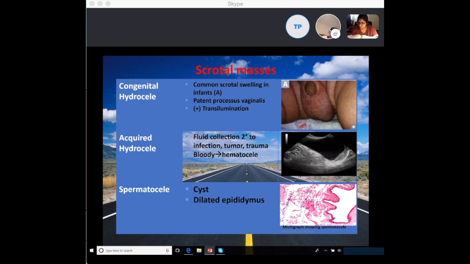So we have spermatocele, which is a dilated duct of the epididymis, again from physical trauma to the epididymis. The difference between the fluid from the spermatocele and the fluid from the hydrocele is that this one has spermatozoa in it.